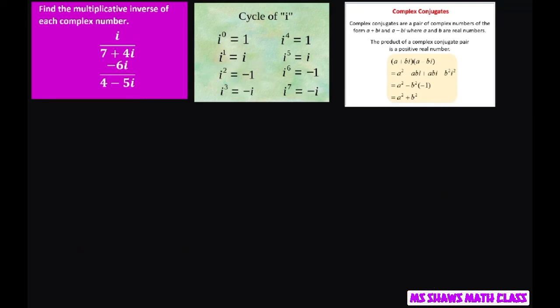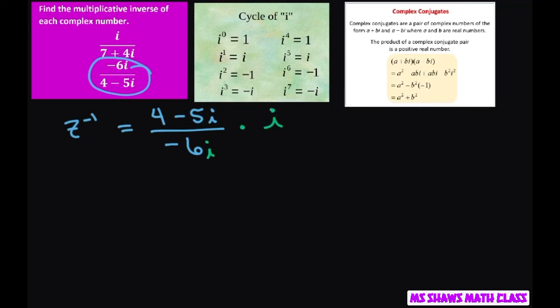Okay, now for the second one, our inverse, you just flip this around. So that's just going to be 4 minus 5i divided by negative 6i, sorry. To get rid of that radical in the denominator, to rationalize it, we multiply the numerator and denominator by i. So that's going to give me 4i minus 5i squared divided by negative 6i squared.